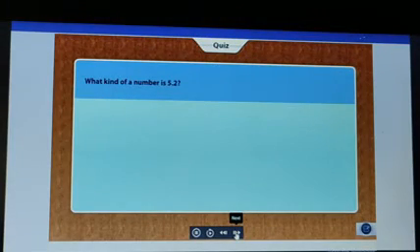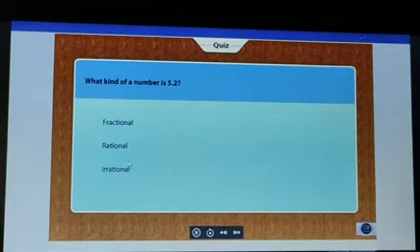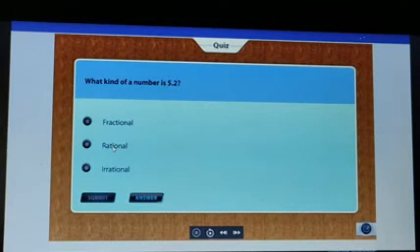What kind of number is 5.2? Select the correct option and click submit. 5.2, when we remove the decimal, it will be 52 by 10 or 26 by 5. So it will be a rational number, or we can consider it a fraction as well, but we consider it as rational.